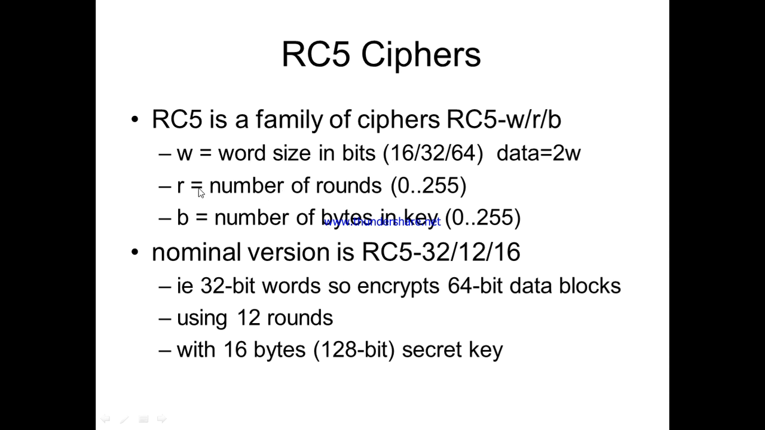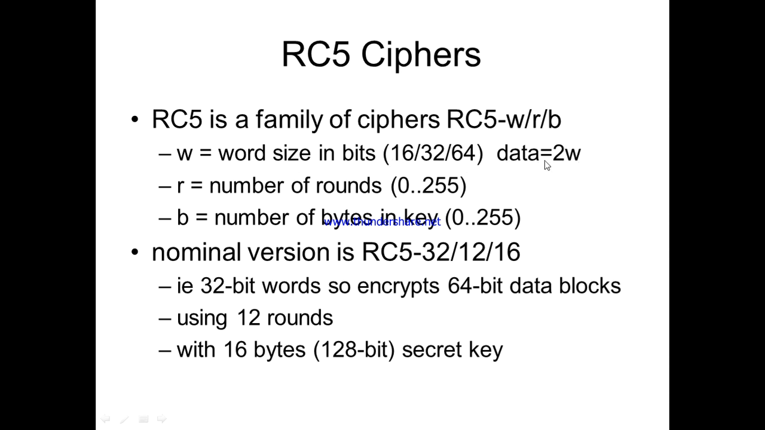But what are the different word sizes, number of rounds, or key sizes that are supported? Now you can see word size in bits. We are representing RC5 with W, R and B. W means word size, that is the input data size. Block size, how much is it? It can be 16 or 32 or 64. That we are going to represent as 2W.